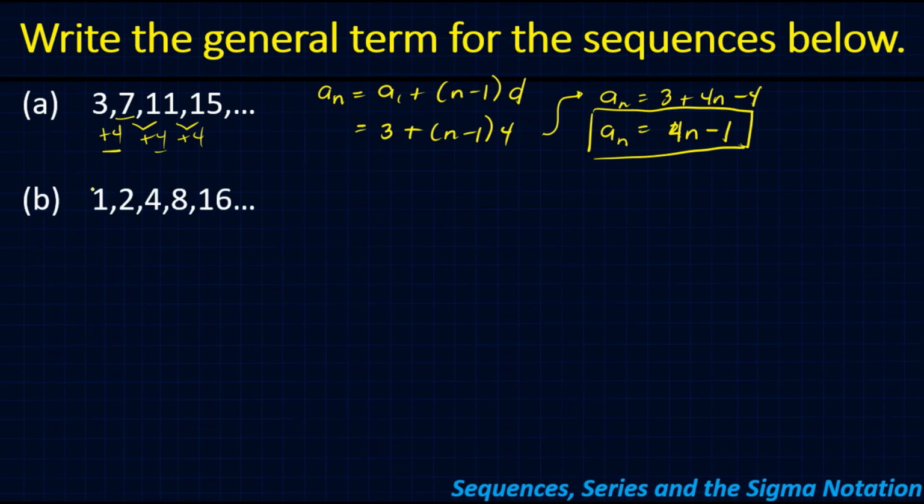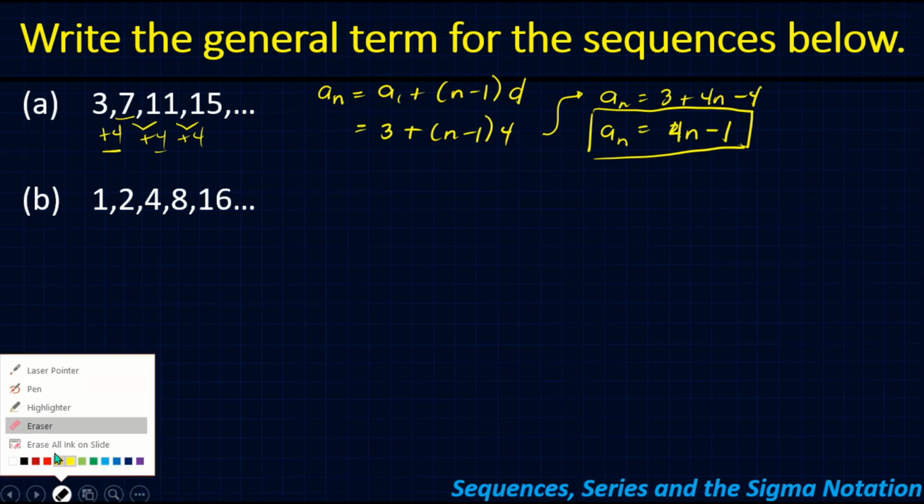Next, letter B. How about if we have 1, 2, 4, 8, 16, and so on? Okay, when we have the arithmetic sequences, kailangan common ang differences nila. So, anong gagawin natin sa 1 to obtain 2? That is plus 1. Anong gagawin natin sa 2 to obtain 4? Plus 2. Okay, so dito pala sa first two differences, magkaiba na sila. So, meaning, hindi ito arithmetic sequence. Okay, let us try geometric.